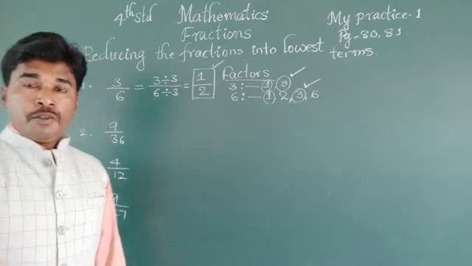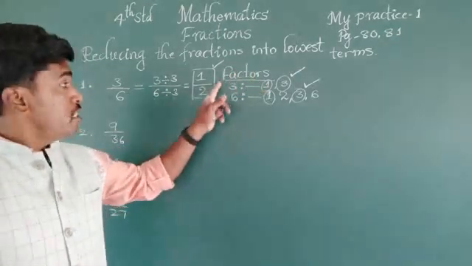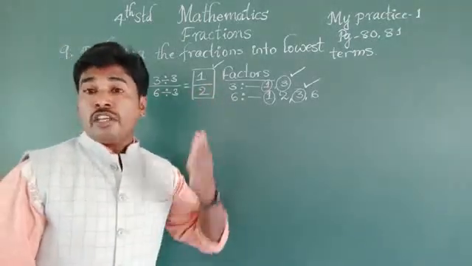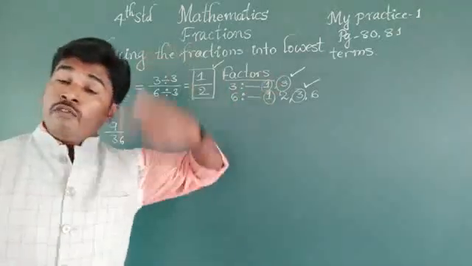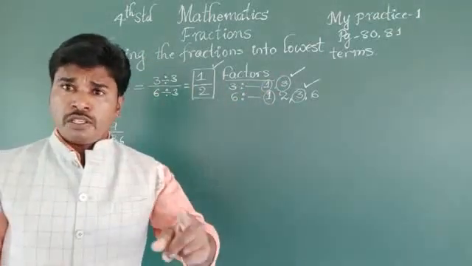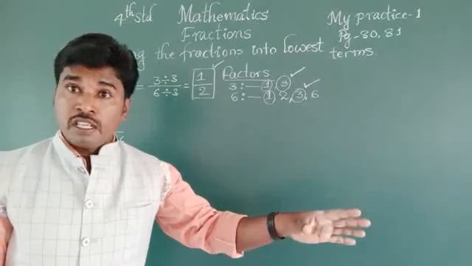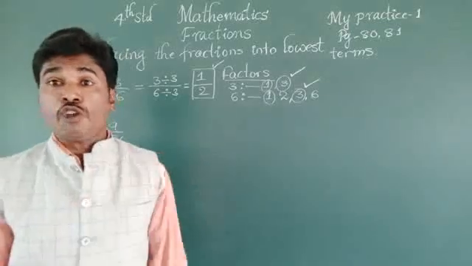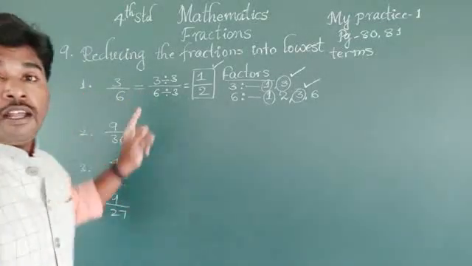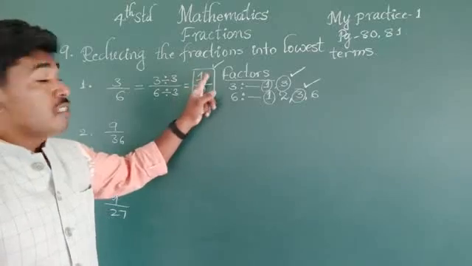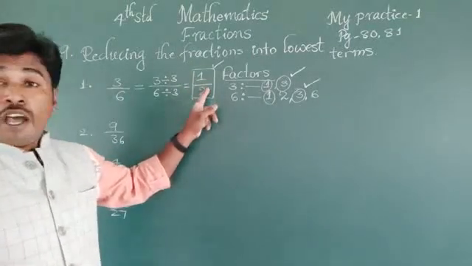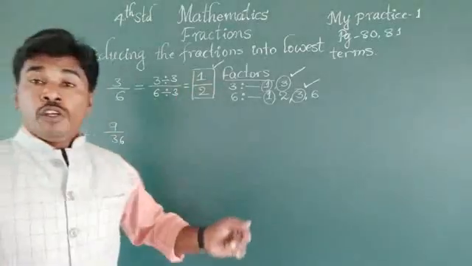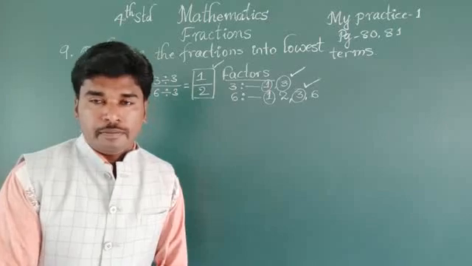I hope you understood. First you write the factors of numerator and denominator. You can find out the factors by yourselves. Now, which are the common factors? Again you choose, in those common factors, what is the greatest common factor? From that highest common factor, you divide numerator and denominator. The quotients you write, that is the lowest term. 1 by 2. Again it is not possible to divide.